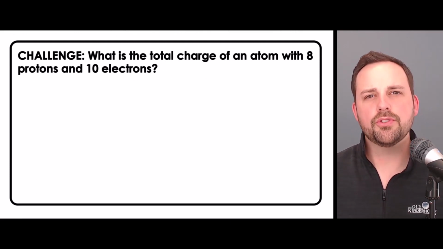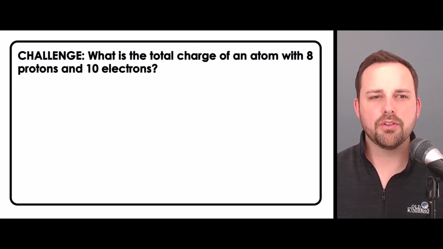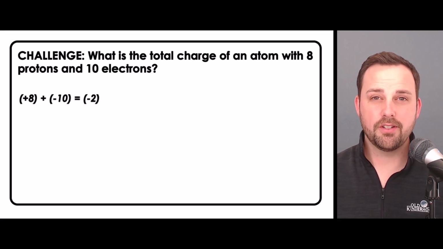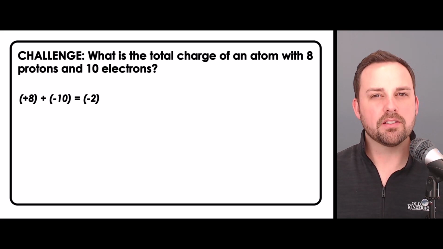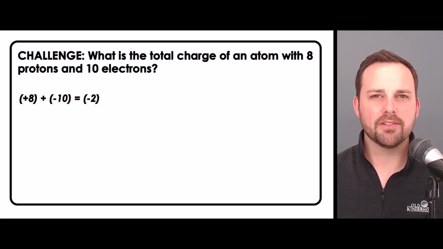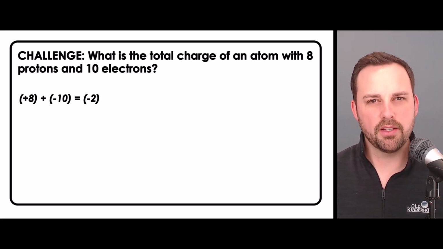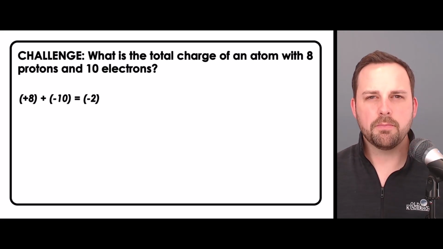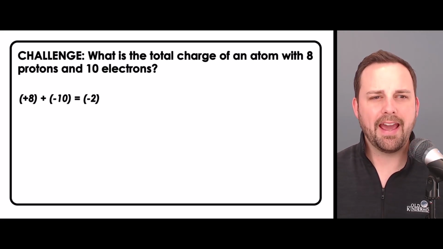What is the total charge of an atom with 8 protons and 10 electrons? Pause the video and try to answer this question on your own. You can actually answer this question just by doing a little math. We can take 8 positive protons and add to that 10 negative electrons, and what is left over is a total charge of -2, or 2- is how it's sometimes said. So this atom has 2 more electrons than it does protons, which means the overall charge of the atom is -2, or 2-.